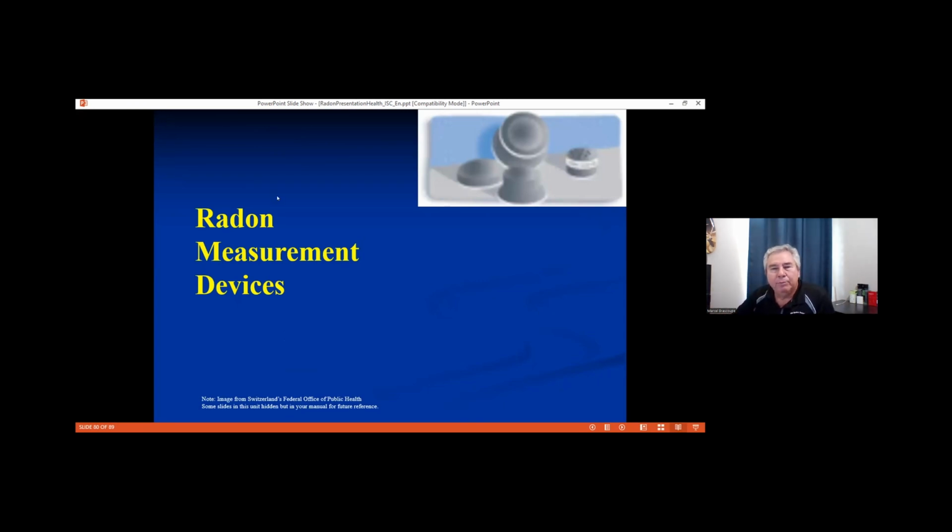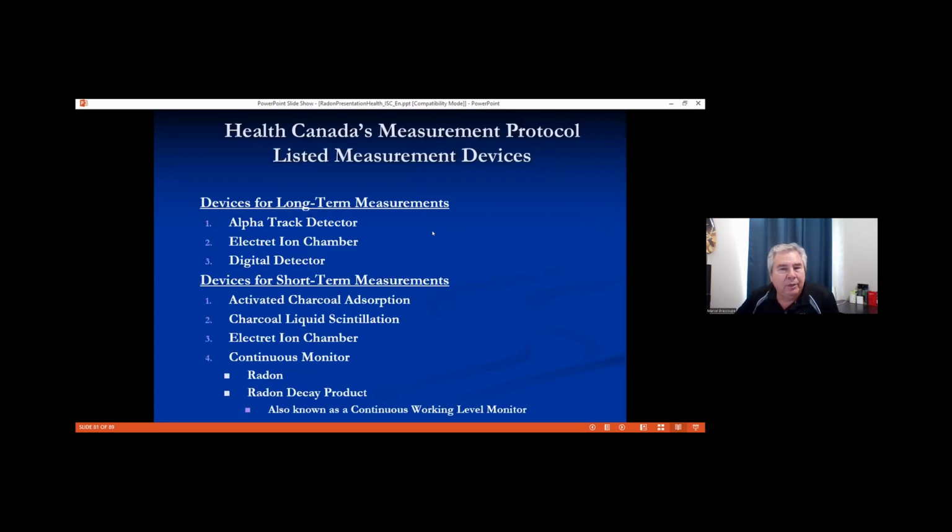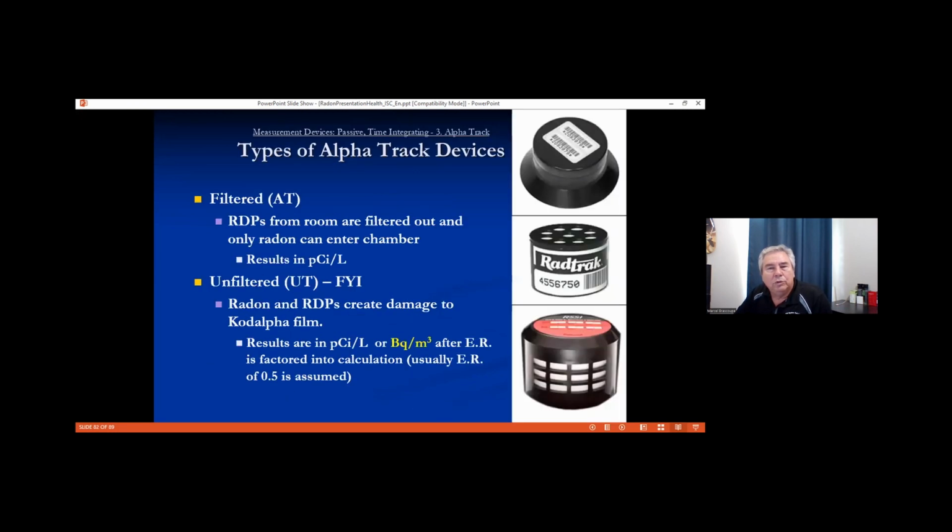With the radon measurement devices, there are a lot of different types. You have alpha track detectors, electric ion chambers, digital detectors, activated charcoal absorption devices, charcoal liquid scintillation devices, electric ion chamber devices, continuous radon monitors, etc. We're going to concentrate on those models that you would probably be using here in Canada if you want to measure in your community.